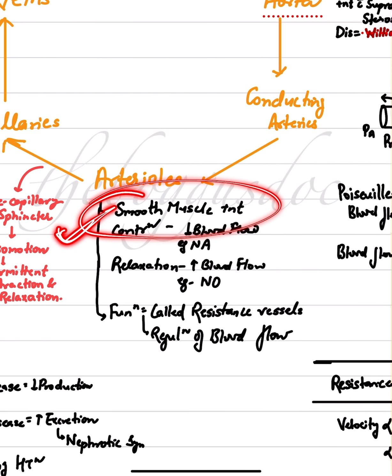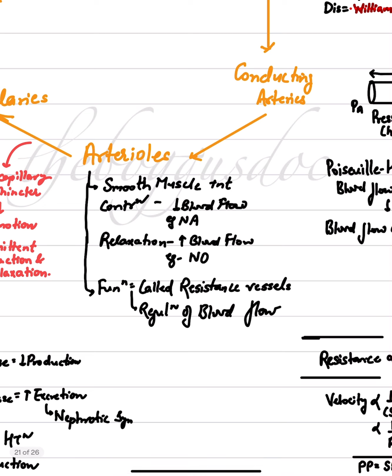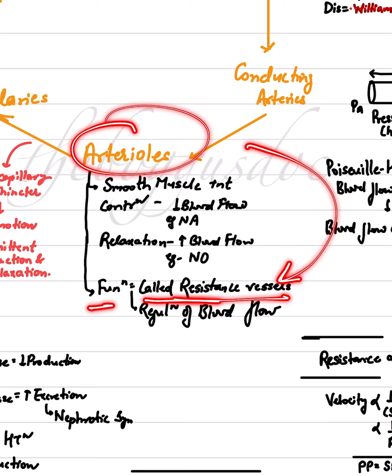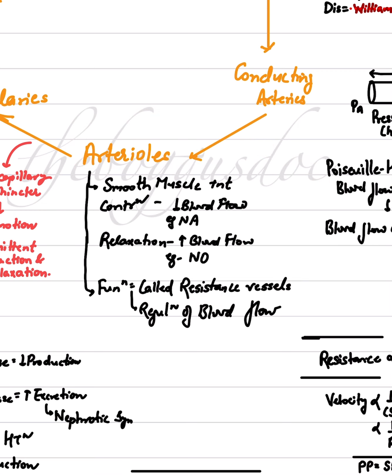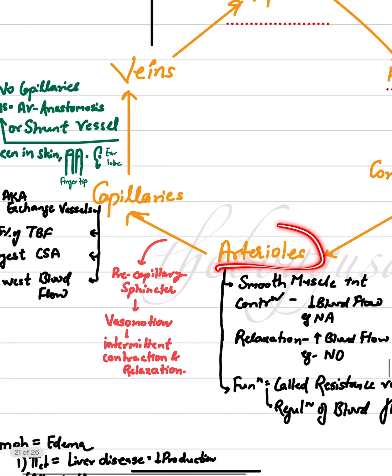In the arterioles, we have smooth muscle. Only here we have smooth muscle. If we have smooth muscle contraction, it decreases blood flow. For example, noradrenaline is the main thing that works here. In relaxation, we have increased blood flow. Arterioles are called resistance vessels because we have smooth muscles that produce resistance, which helps in regulation of blood flow.